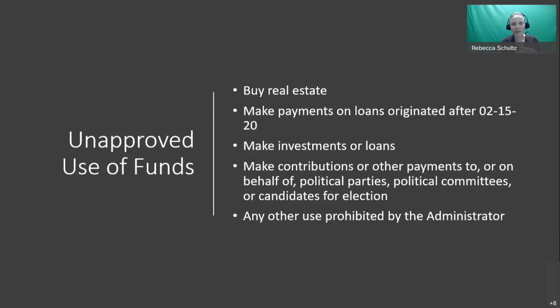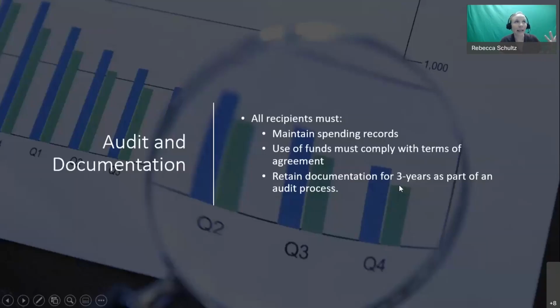As long as it's an operating expense, that's okay, but be very careful. All right. And then make investments or other loans. So you can't take money from your EIDL loan and turn around and loan it to a friend or loan it to another business of yours, right? That's a loan or investment. They're not going to like that. And then any contributions or payments on behalf of political parties, nope, not going to happen, or any other prohibited use by SBA. Can't go gambling, can't go on vacation. They're very unfun. All right.